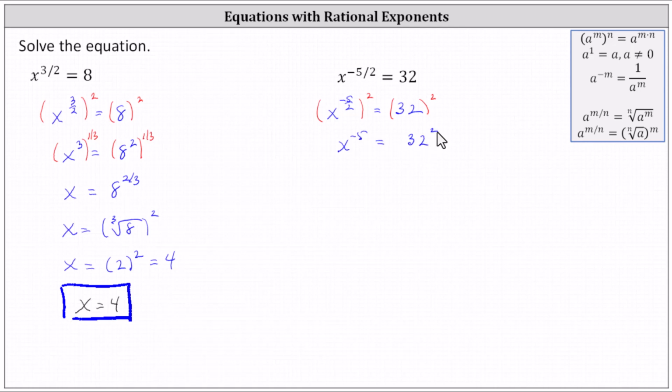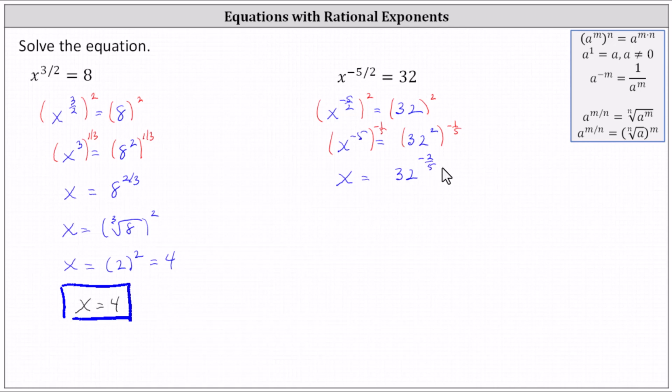Again, we don't have an even exponent, and therefore we won't have 2 solutions. We now want to raise both sides of the equation to the reciprocal power of negative 5, which is negative 1/5. Simplifying by multiplying the exponents on the left, negative 5 times negative 1/5 is 1, giving us x to the first, or x, equals, on the right we have 32 raised to the power of negative 2/5.